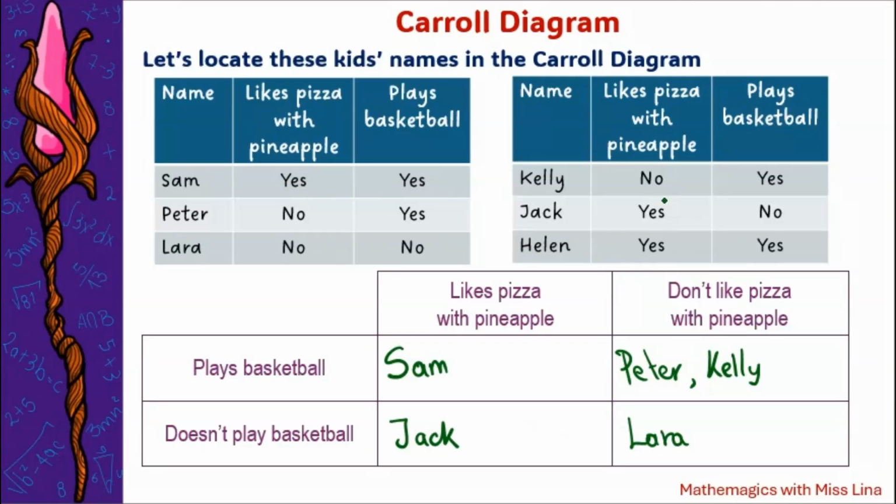And finally, Helen. She likes pizza and she also plays basketball. So likes and plays here with Sam. Helen. And we have finished the Carroll diagram with the 6 kids. Notice that it's easier to check the information here. Who doesn't like pizza? Peter, Kelly, and Lara. Easier than looking at the table.